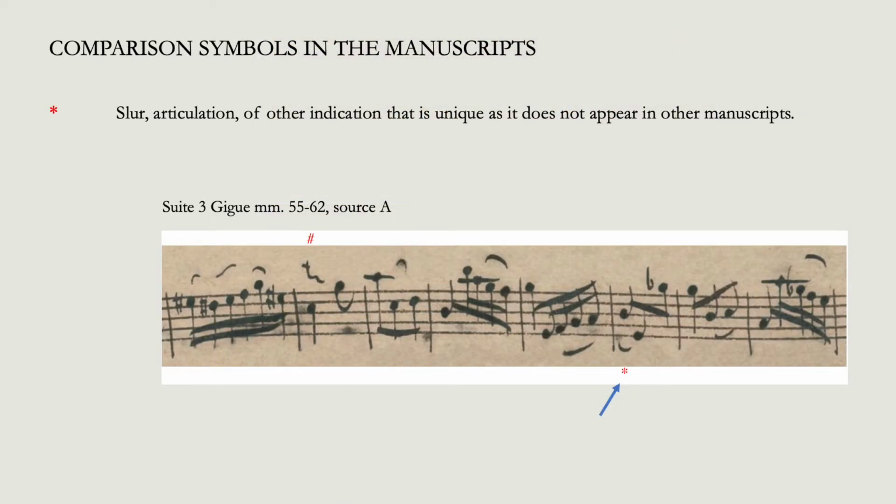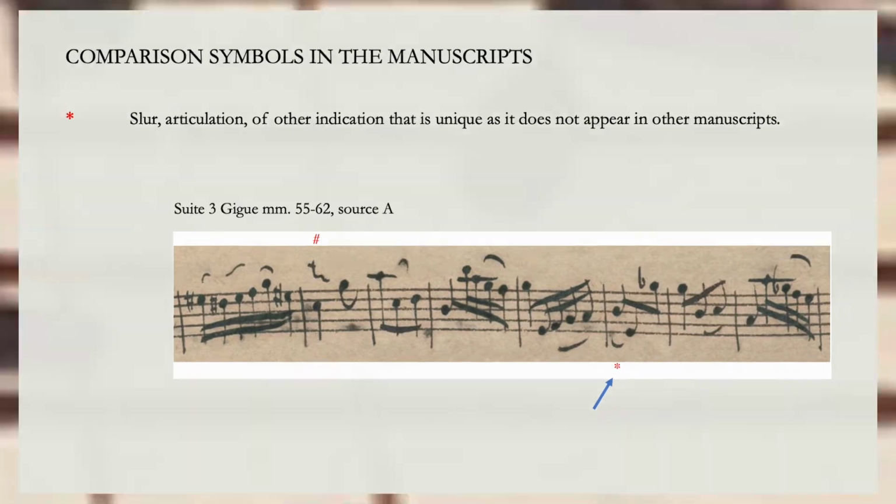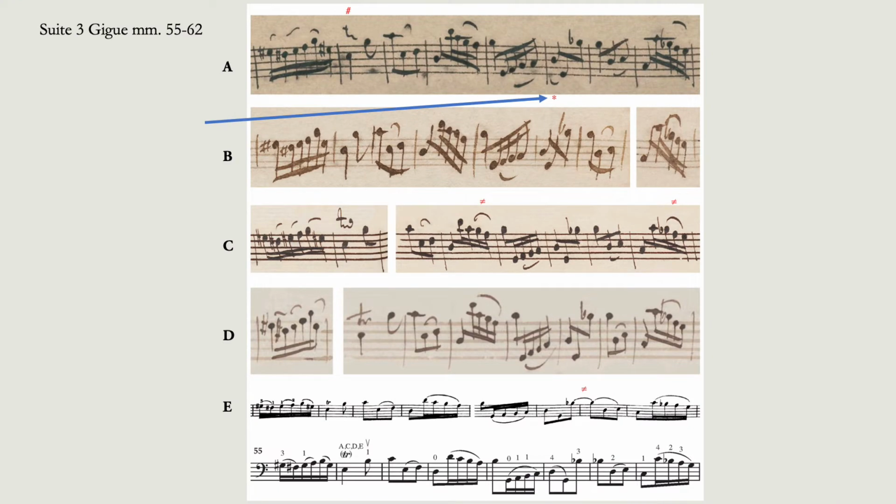The asterisk comparison symbol is used when there is a unique marking not found in the other sources. In this example, the slur doesn't appear in the other manuscripts. Here's how it lines up with the other sources. One can also see use of the not equals sign for slurs that differ from the other sources.